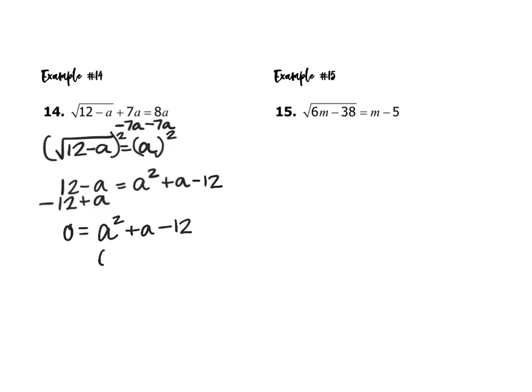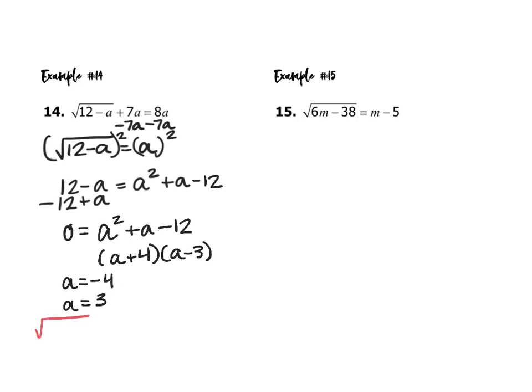And I'll factor it to solve. So that'll be a plus 4 and a minus 3. So a can either equal negative 4 or a can equal positive 3. Now what I have to do is plug both of those solutions back in to make sure that one of them isn't extraneous. So I'll start out with plugging in the negative 4.